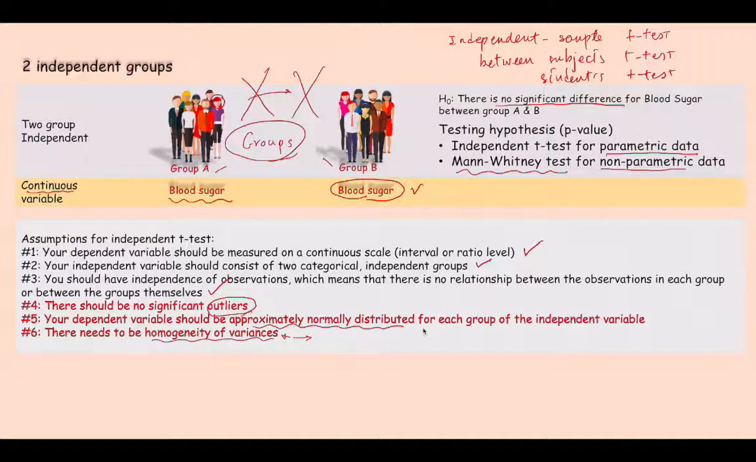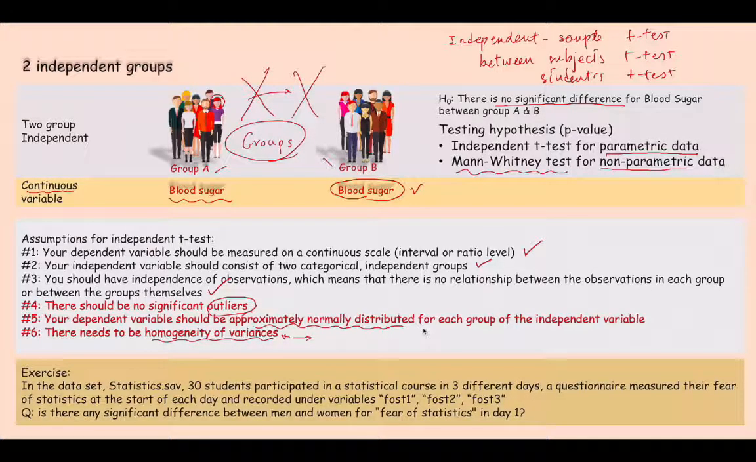After measuring the t-test, you will see it in the example that we have here. In this example, in a data set known as statistics SAV, we have 30 students, and they are participants in this course on 3 different days. A questionnaire measured their fear of statistics at the start of each day, recorded under variables FOST, FOST2, and 3. The question we want to answer is whether there is any significant difference between male and female for fear of statistics in day 1.